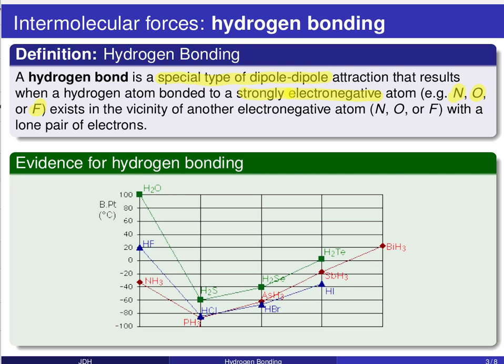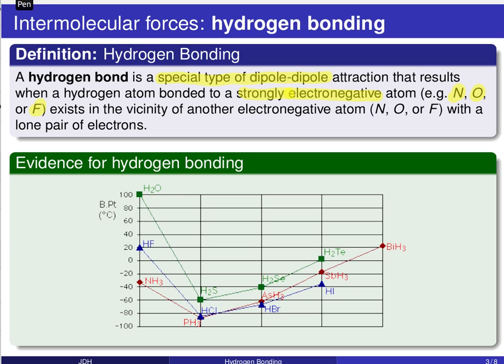And if you have this strongly electronegative atom bound to a hydrogen and then another strongly electronegative atom in close proximity, and that atom has a lone pair of electrons, you have the opportunity for forming a hydrogen bond. And we'll see some pictures of what this is, right? But before we take a look at those pictures, I want to first show you some of the evidence for the existence of this special type of bonding.